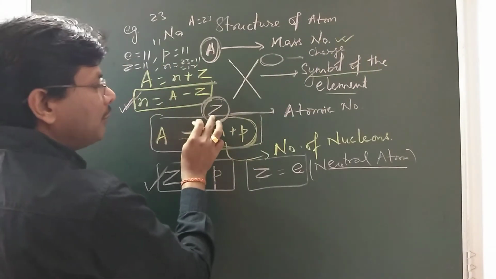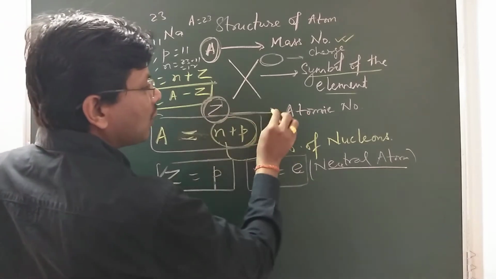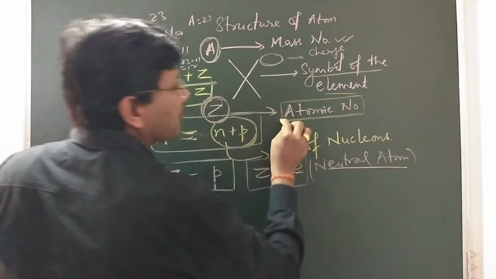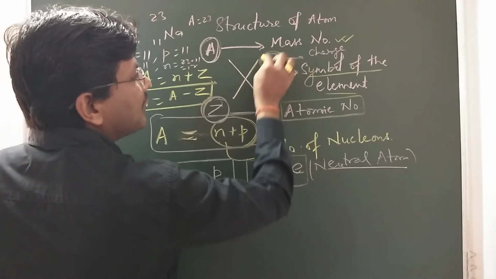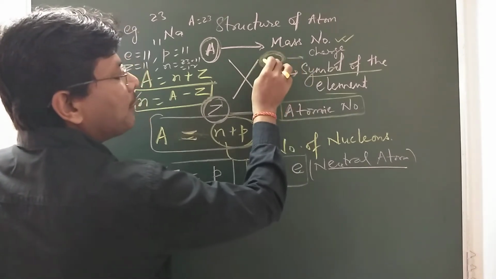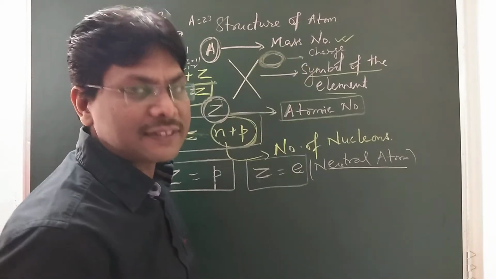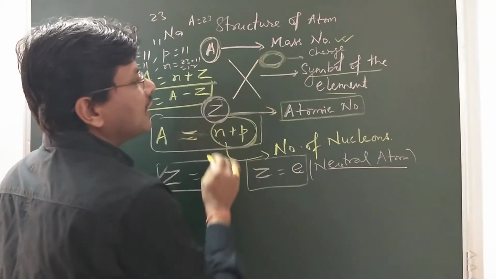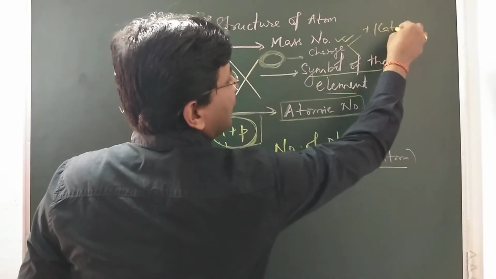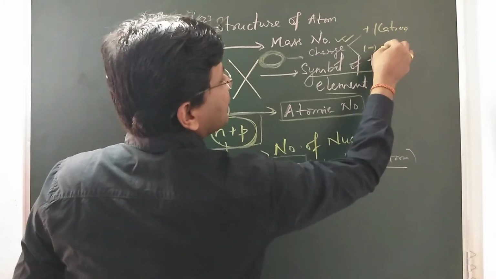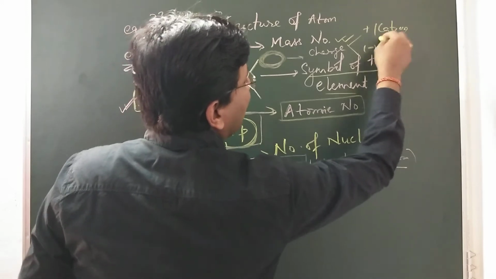And at the bottom, Z is written. Z is the atomic number. And here it is mentioned as charge. It can be a positive charge. If it is a positive charge, then it is regarded as a cation, and if it is a negative charge, then it is regarded as an anion. So this you have to keep in mind.